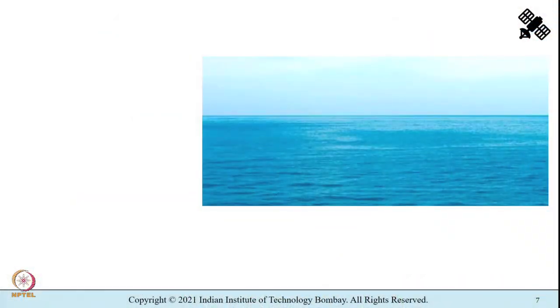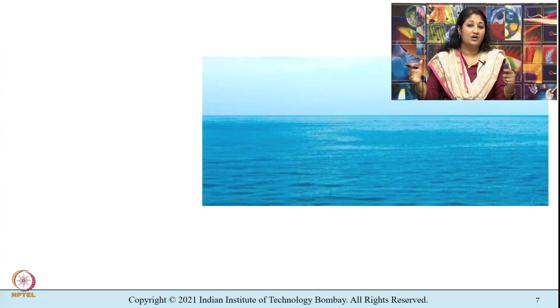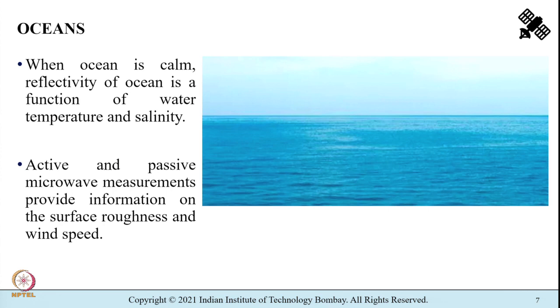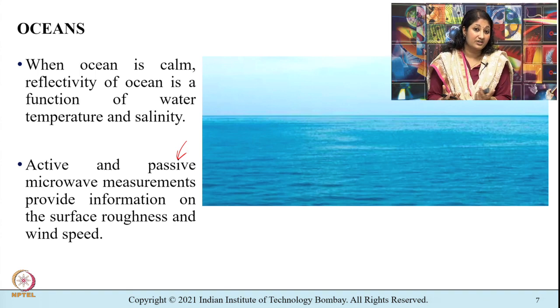Let us start with the example of oceans. When the ocean is calm, the reflectivity of the ocean is a function of water temperature and salinity. But then the sea is rarely calm, as water surfaces are affected by wind. So a gust of wind tends to make the water surface rough, and the rougher the surface, the lesser will be the contrast between horizontal and vertical polarization. And both emissivity as well as backscatter are going to change with increasing surface roughness. So active and passive microwave measurements give valuable information about the surface roughness and wind speed.